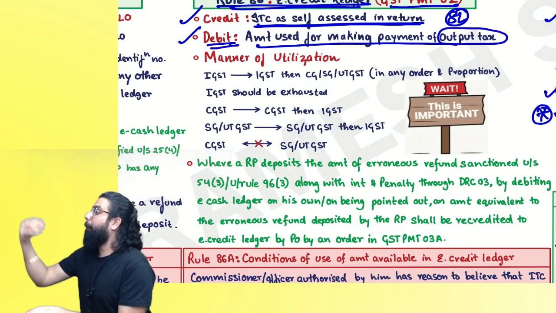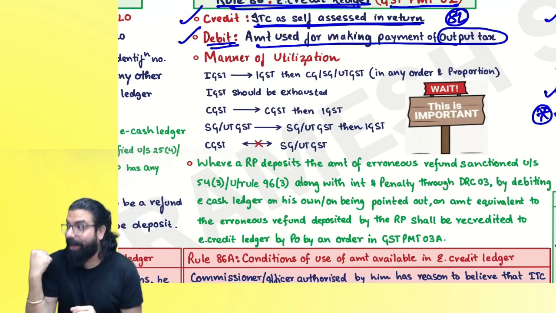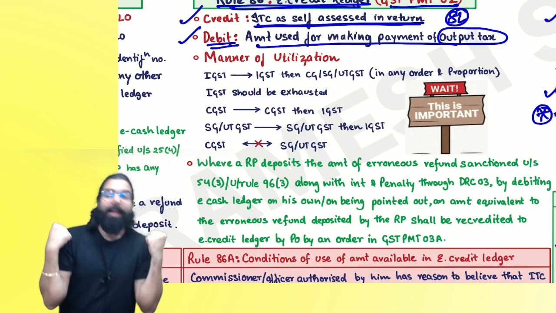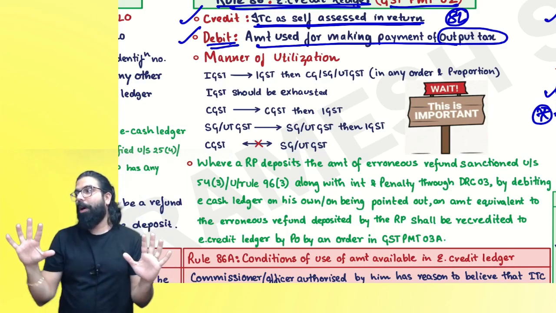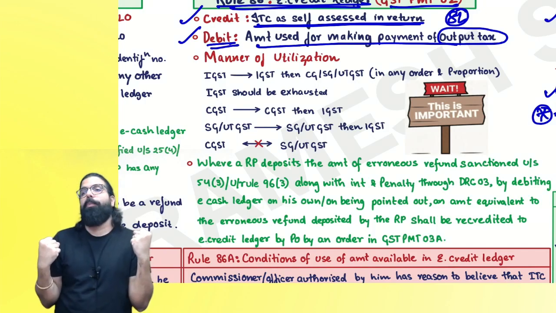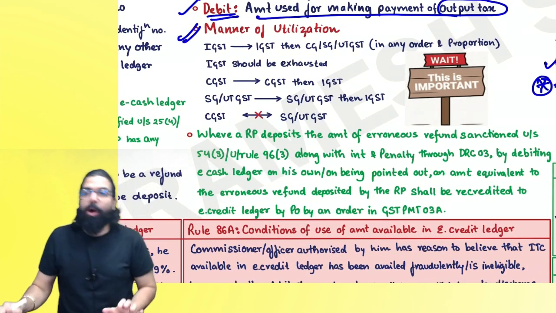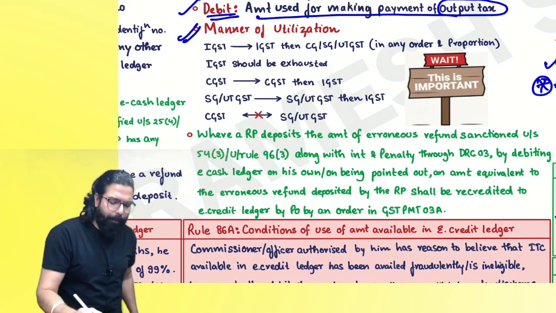Listen. When I pay someone, I pay tax. He gives it to the government and I get the credit of tax. And tax can be used to pay only tax. Can I go ahead, everyone? Input tax credit can be used to pay only your output tax liability. Are we clear, everyone? Now, next it says manner of utilization. Very, very important from the exam point of view.